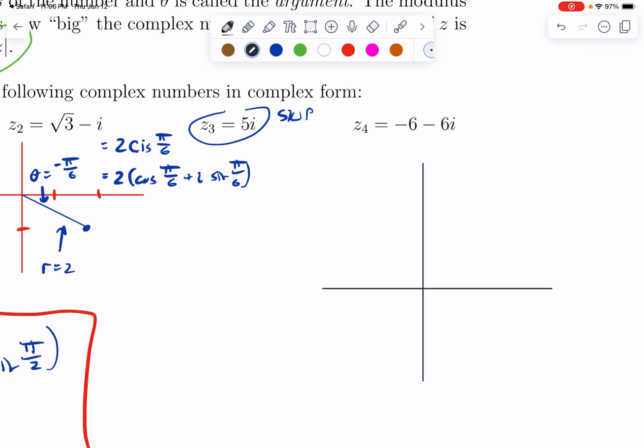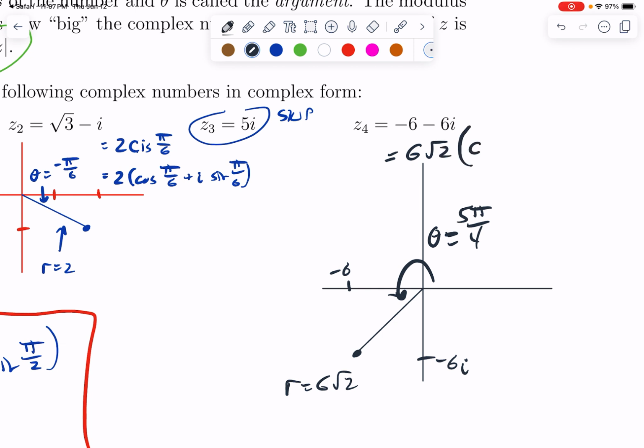Negative 6 minus 6i would be like so. So we have 45, 45, 90. This angle here is 5 pi over 4, or at least that's one option. And r would be 6 root 2. So this is 6 root 2 times cosine of 5 pi over 4 plus i sine of 5 pi over 4. If you know how to convert to polar coordinates, we're just using this in the context of complex numbers.